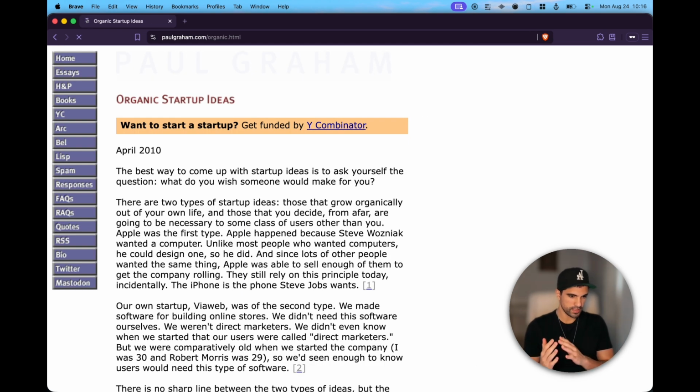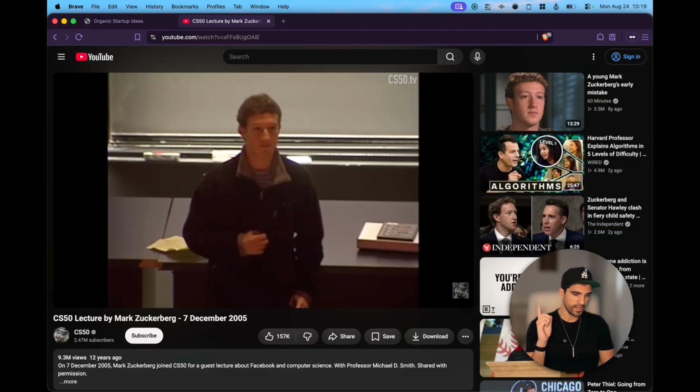This brings me to the next section of the lecture, which is the 2 ways that founders actually find ideas, which brings us back to a Paul Graham essay. This one is titled Organic Startup Ideas, which I also recommend you read. At the beginning, he says this line: there are 2 types of startup ideas. 1, those that grow organically out of your own life. And 2, those that you decide from afar are going to be necessary to some class of users other than you. In fact, a 21-year-old Mark Zuckerberg knew this.